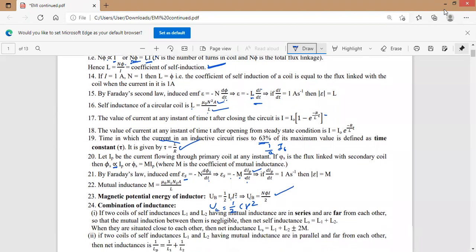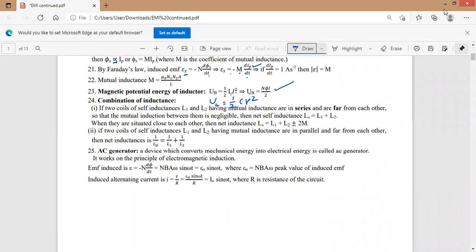Next, the combination of inductance. We can combine two or more inductors, similar to resistors or capacitors, in two ways, one in parallel and one in series. When two or more inductors are connected in series, it's just a sum, L1 plus L2. If the two inductors are nearby, then Ls is equal to L1 plus L2 plus or minus 2M.